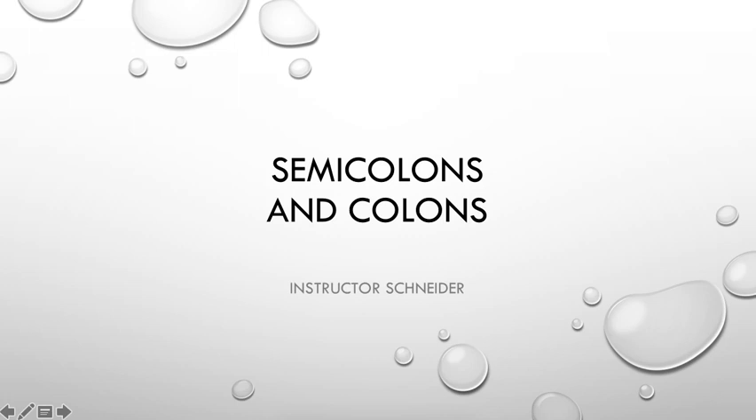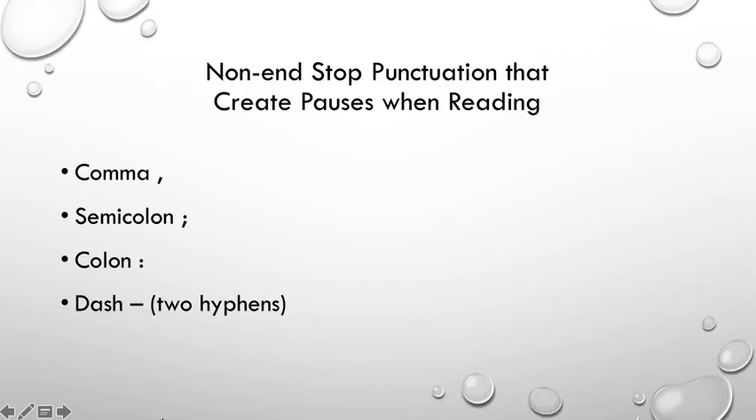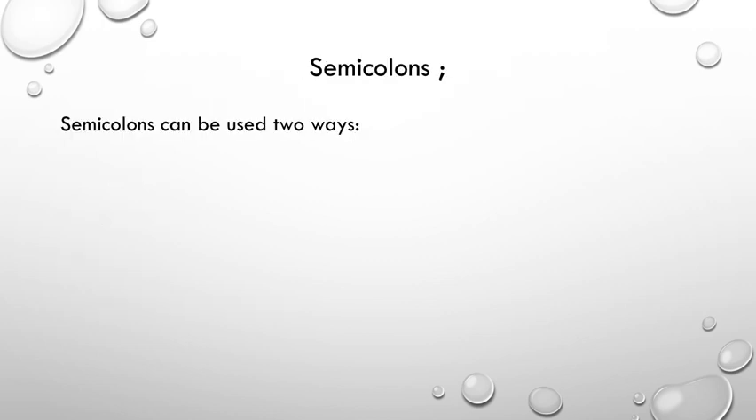Let's talk about semicolons and colons today. All right, so colons and semicolons are two types of non-end stop punctuation. That means that you cannot put them at the end of a sentence like you would a period or an exclamation mark or a question mark. So it's similar to a comma and a dash in that the sentence continues after use of the semicolon and colon. Let's start with semicolons.